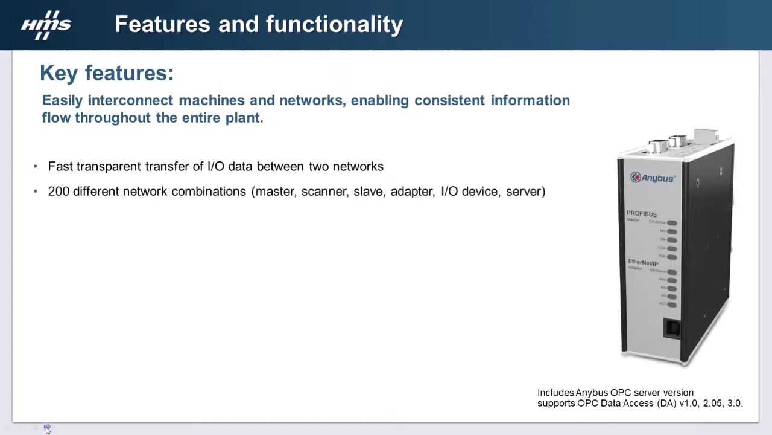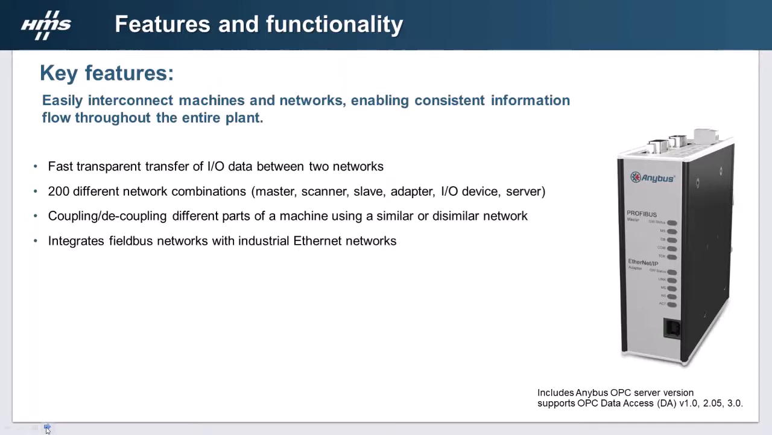So 200 different network combinations: master, scanner, slave, adapter, I/O device, and server. We've mentioned this, it can be used for coupling and decoupling because it acts as a complete separation of the two networks. So if your robot had a hissy fit and sent 415 volts down the network, it's not going to get through the X-gateway. So it integrates field bus networks with industrial Ethernet networks. That's a common use for it.